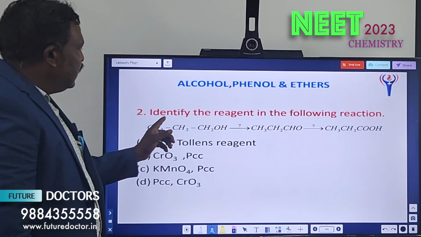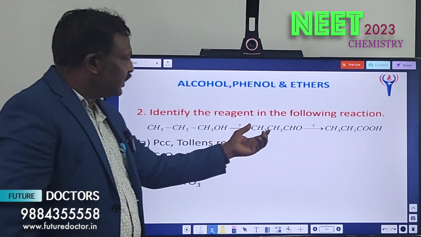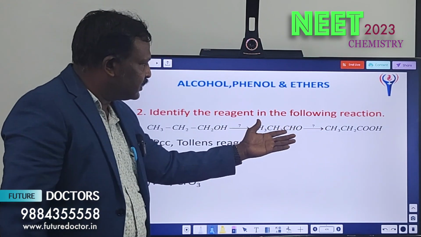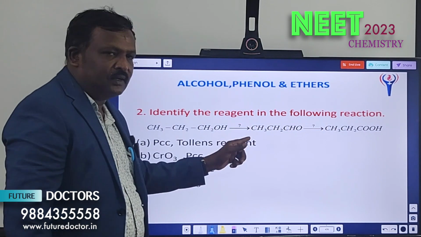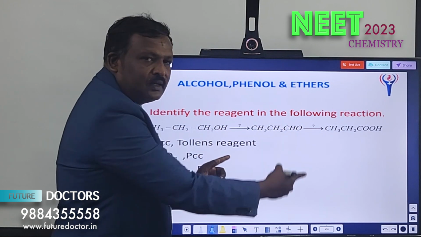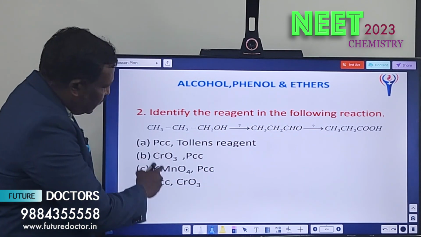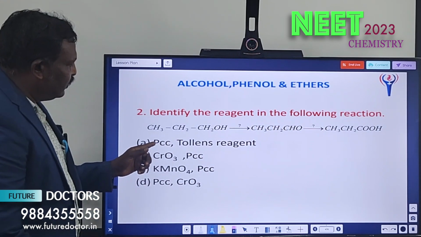Okay, next one. Identify the reagent. Now the reactant and product are given. They are asking to find the reagent which, if you put it, converts this into that. Each and every reagent has some function. I told you in the last class.